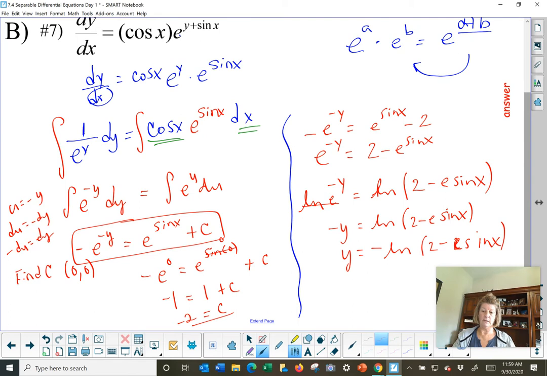And at (0, 0), this should be raised up, shouldn't it? That looks a little funny. I'm like, that wasn't e times sine x. It's e raised to sine x. So just make sure. You probably wrote it right. It was me.